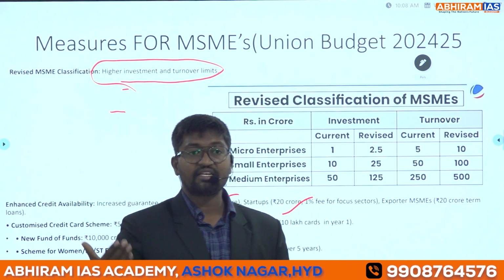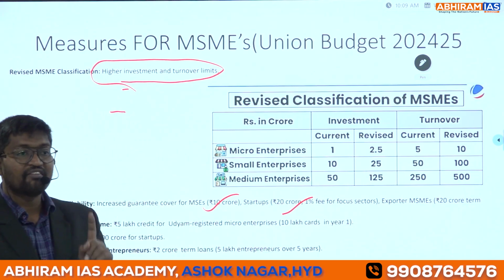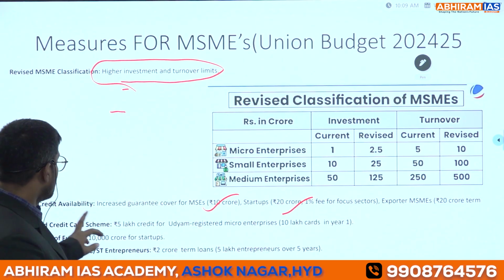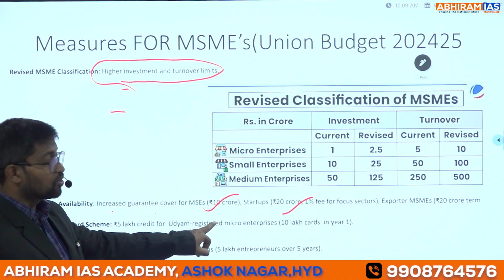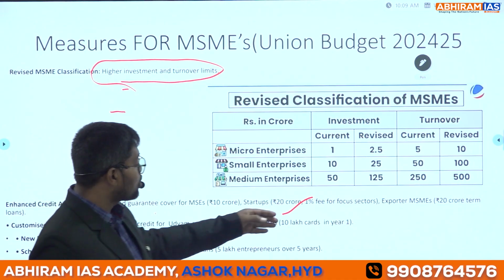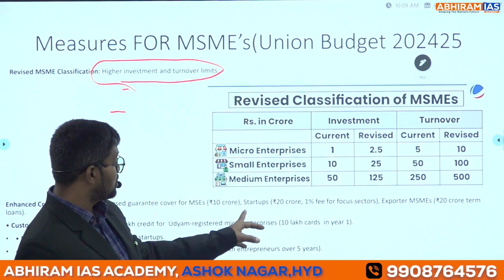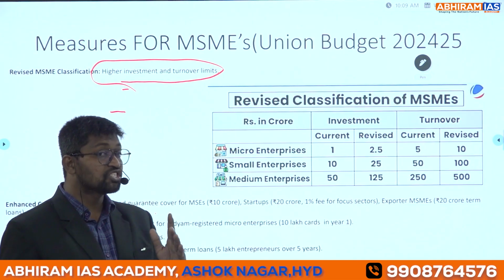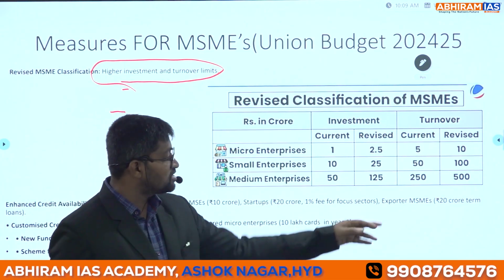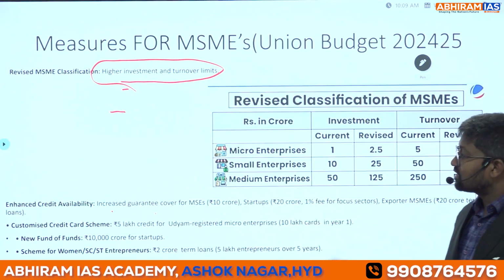So that is the reason why, taking this into consideration, we are increasing the credit availability to micro enterprises. We increased the guarantee cover for MSME to 10 crore. For startups which are micro, small, medium enterprises, we are increasing it to 20 crore, and for micro enterprises which are focusing on exports, we are increasing it to 20 crore. So now, enhanced credit availability.